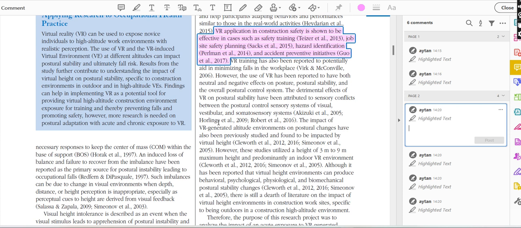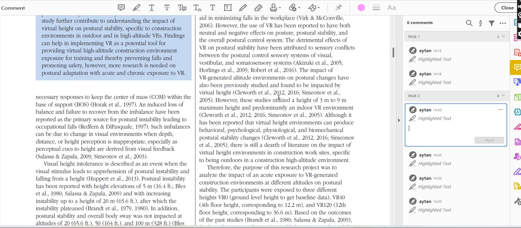The impact of VR-generated altitude environments on postural changes has also been previously studied and found to be impacted by virtual height. However, these studies utilized a height of 3 m to 9 m maximum height and predominantly an indoor VR environment.